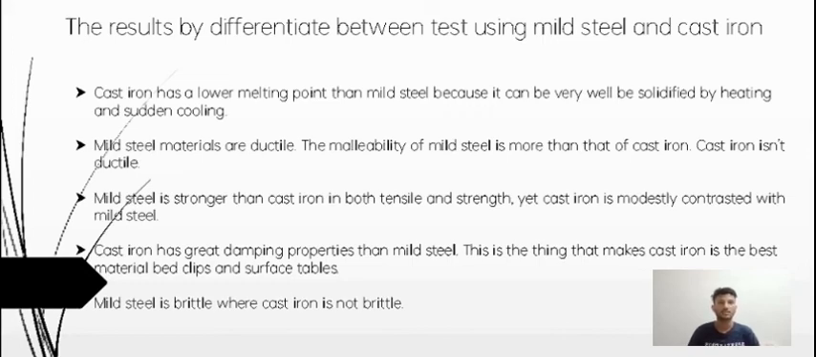Mild steel is stronger than cast iron in both tensile and compressive strength, yet cast iron is modestly comparable to mild steel. Cast iron has better damping properties than mild steel. This is what makes cast iron the best material for bed clips and surface tables. Mild steel is brittle where cast iron is not brittle.